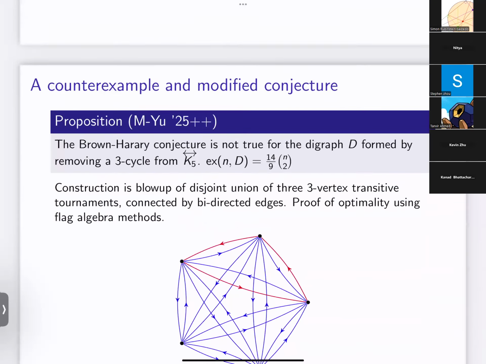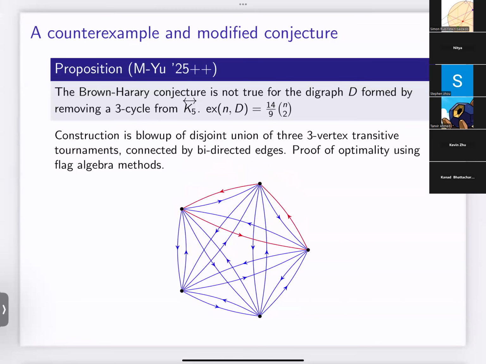Do I have a picture? Yeah, here is a picture of this digraph D. We take a fully complete digraph on 5 vertices, and we remove this red triple. The construction to show that this is optimal is we take three vertex-transitive tournaments, so we get 3 blobs, and we connect them bidirectionally, and this is the best possible construction. So this is somewhat surprising, that this conjecture, which was believed to hold for quite a long time, is false.